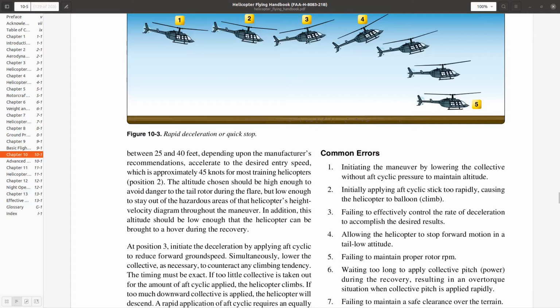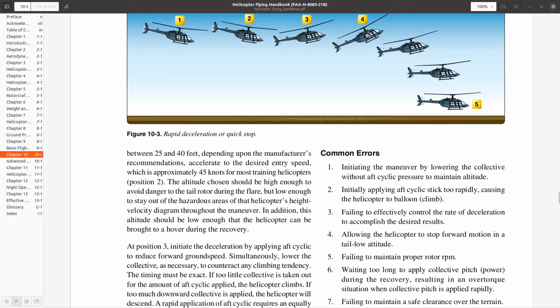Right. So you're going to start, like here at position 3, you're going to put in some aft cyclic to reduce this ground speed. And at the same time, this is where that coordination comes in. You're going to lower the collective so that you don't balloon up. Now, it's called a quick stop, but you want to think of this as a slow stop. Again, I'd recommend watching the YouTube video all about quick stops. So you're going to pull back and drop the collective a little bit, and you want to get that timing just right. You don't want to climb and you don't want to descend.